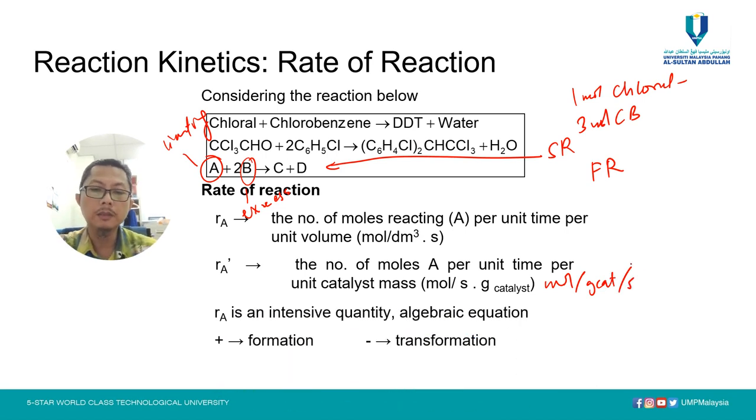The rate is somewhat like a vector unit, which has direction. For example, here we have positive, meaning it is a formation. Normally, it is for a product. And then we also have negative, which is transformation or consumption. It is normally for a reactant. Product will be positive because it will appear, and the number of moles of a reactant will decrease because the reaction consumes it, so it will be negative.